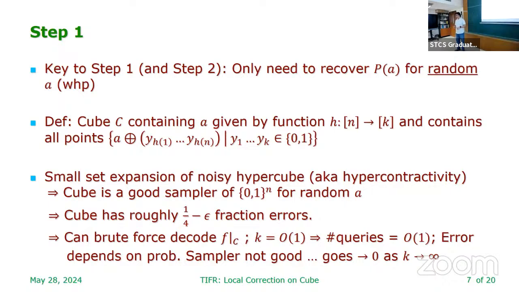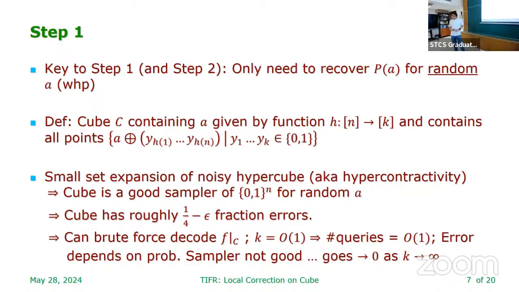Right, yeah, exactly. So it's because in step one and step two, we only want to recover V of A for a random A. We want to say the probability of this whole thing failing is going to be small. We can afford to look at a random A.